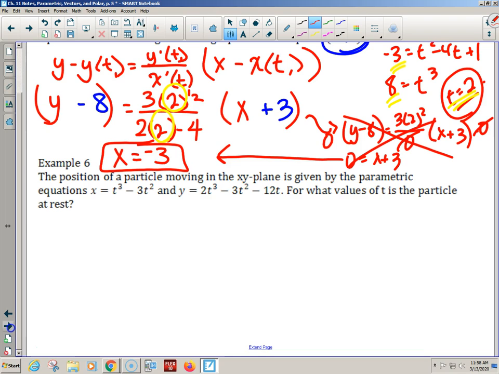Meaning, for it to be at rest, what needs to equal 0? Both. For it to truly be at rest, both of them have to be 0. It has to be completely stopped to truly be at rest. Not like fake rest, or pretending to be at rest if something else is still moving.